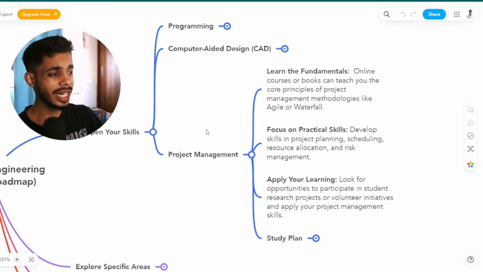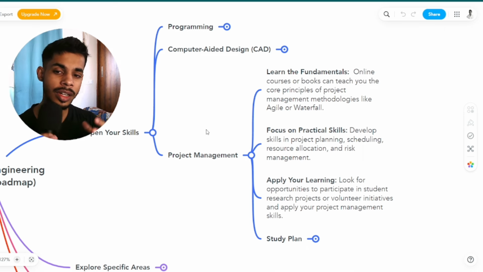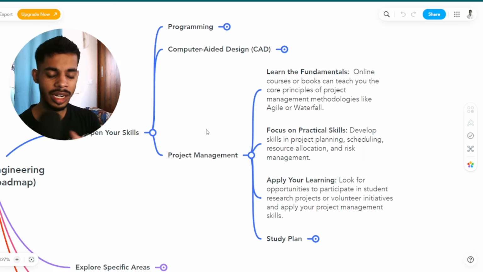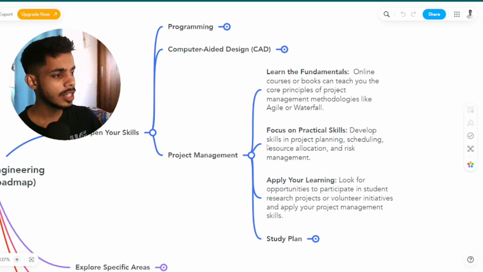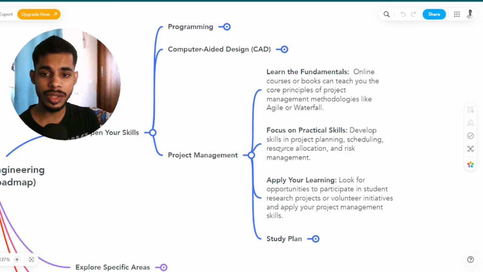Focus on practical skills. So develop skills in project planning, scheduling, resource allocation, and risk management. Whenever a company is starting to launch a product, the entire life cycle is there, which we call product life cycle or project management or product management. It comes in different names, but things are pretty much the same. So you'll have to understand what is project planning, what is scheduling, what is resource allocation, what are the risks involved in that project and things like that.